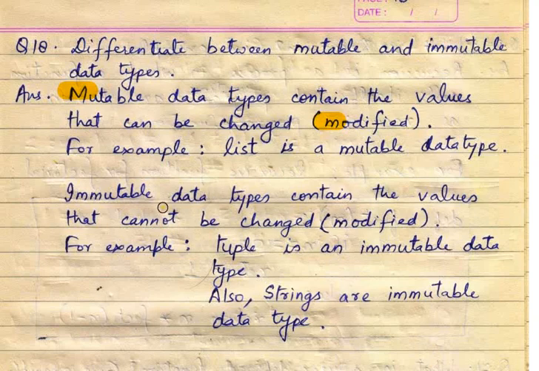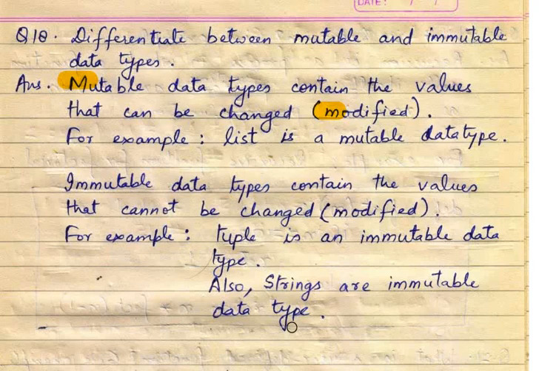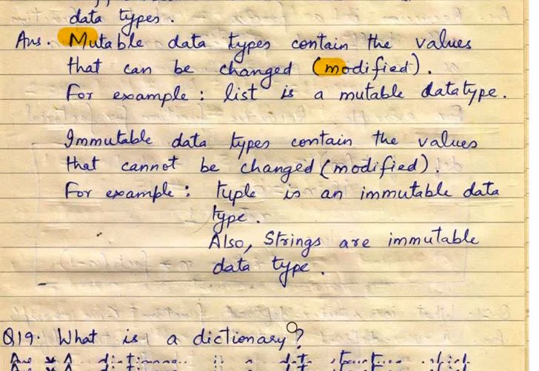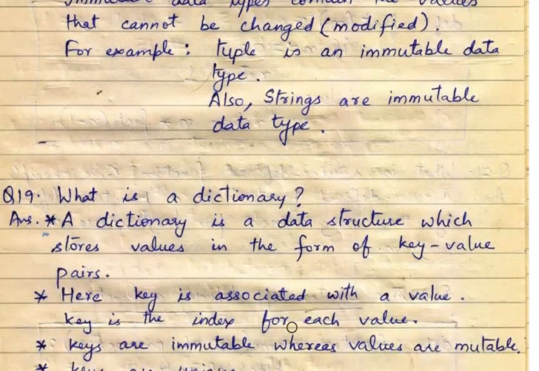Immutable data types contain values that cannot be changed or modified. For example, tuple is an immutable data type, and strings are also immutable data types. It means you cannot change the value inside a tuple. Whatever value you have written inside a tuple will remain so throughout the program, and nothing can be changed inside that, right? Strings as well. Strings are also immutable data types. We will come to a separate section on strings, and how they are immutable we will tell you as well. We also have a data structure called dictionary.